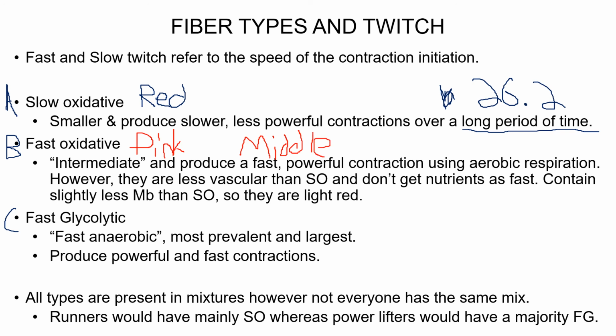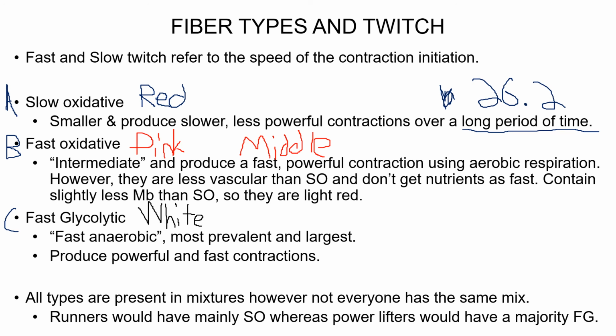And then we have fast glycolytic. Fast glycolytic is going to be the white fibers. This is going to be the very powerful stuff. This is going to be the very forceful, jerky contractions.